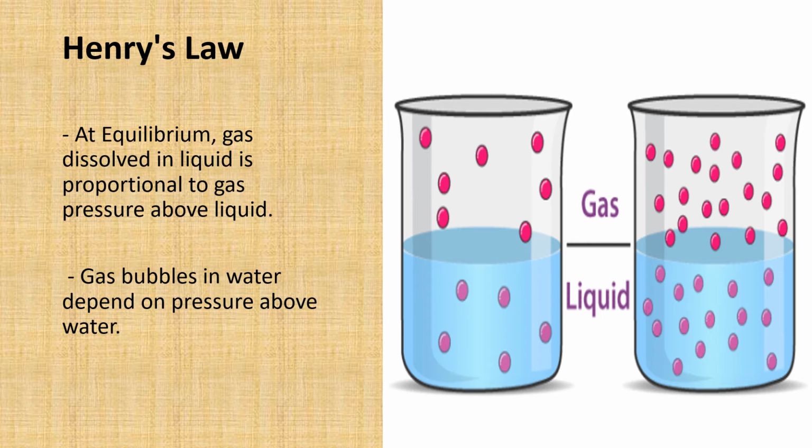Think of it like this. The more pressure of a gas is pushing down on the water's surface, the more of that gas will squeeze into the water. It's like how soda has a lot of bubbles when it's under pressure in a bottle, but when you open it and release the pressure, the bubbles start to disappear because there's less pressure pushing the gas into the liquid. So Henry's law is simply telling us that the amount of gas dissolved in a liquid is related to how much pressure that gas has above the liquid. If there's more pressure, more gas will dissolve. If there's less pressure, less gas will dissolve.